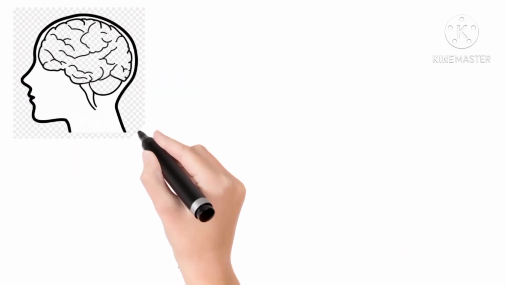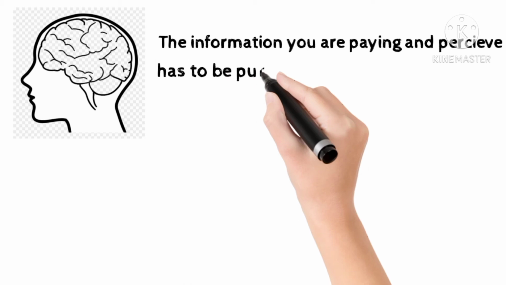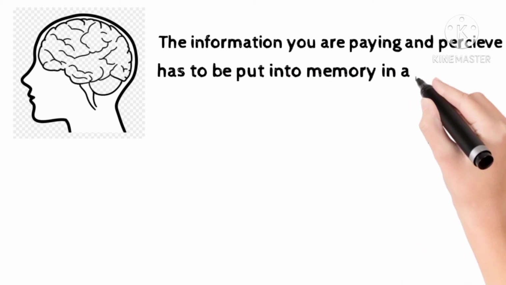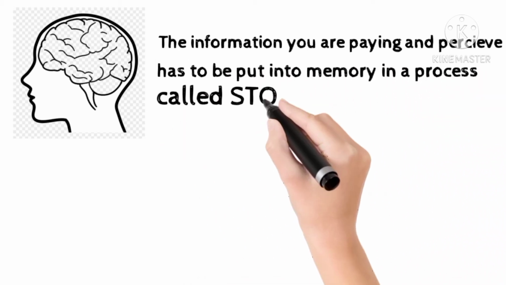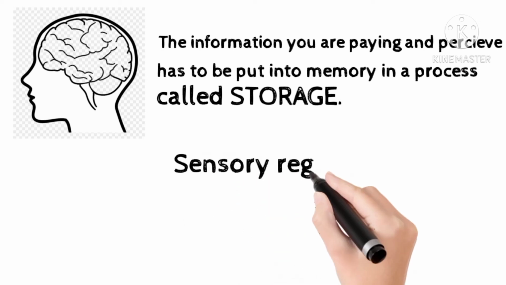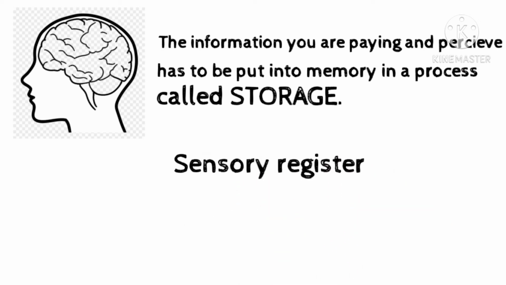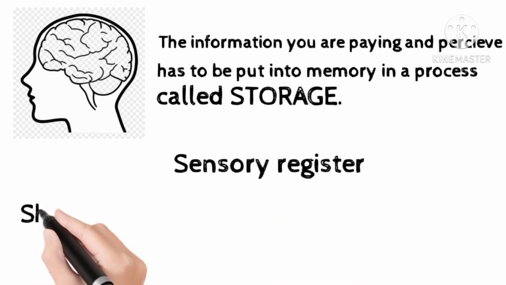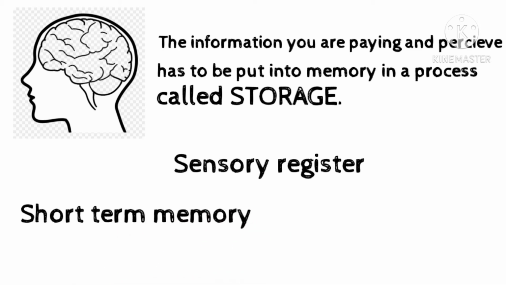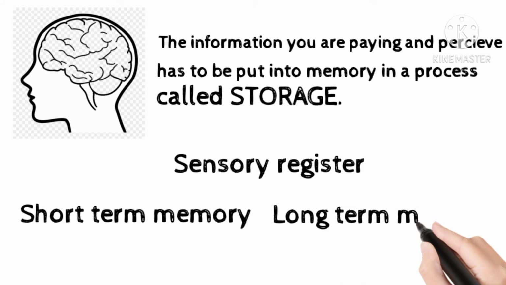Next, the information that you are paying attention to and receive has to be put into memory in a process called storage. There are 3 levels of memory. First, sensory register, short-term memory, and lastly, the long-term memory.